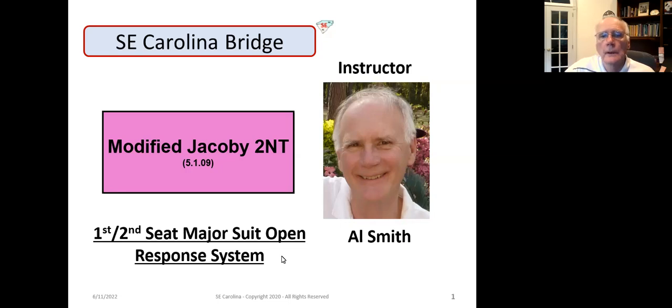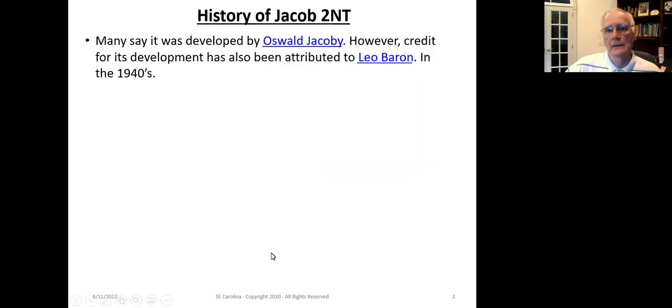Today we're going to talk about the Modified Jacoby two-no trump convention. This is the 9th lesson in the course for the response system when your partner opens one heart or one spade in the first or second seat.